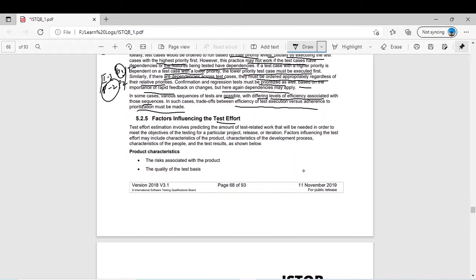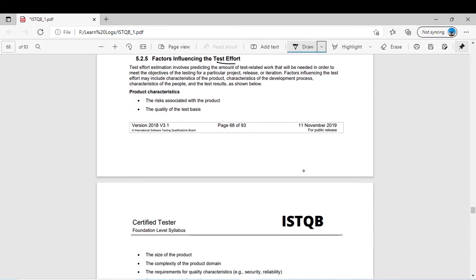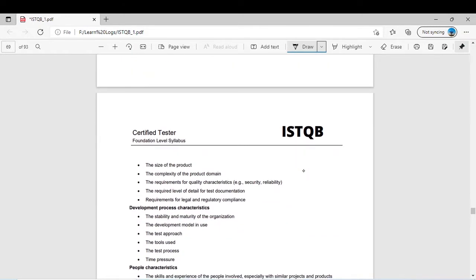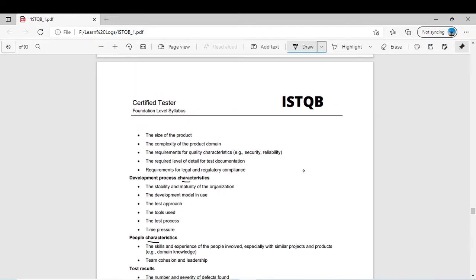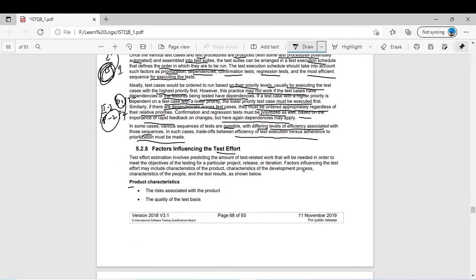So, what are the factors? Actually, there are many factors that influence your test effort. They could be either product characteristics or development process characteristics, such as how the development life cycle is, how well trained the people involved in the testing are, and even test results. So we will discuss in detail the factors that influence the test effort.